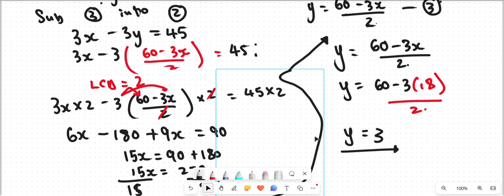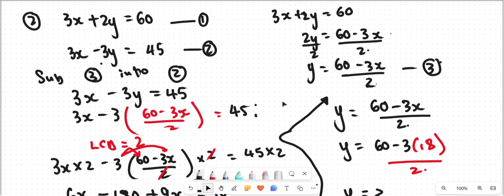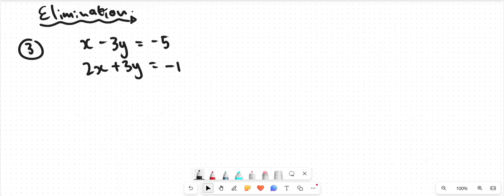And once we found our x, we always take that variable that you found and substitute it into equation 3, and that's going to help you to solve for the other variable. And there we go. Basically, this is what substitution is. Let's look at elimination and how that one works.